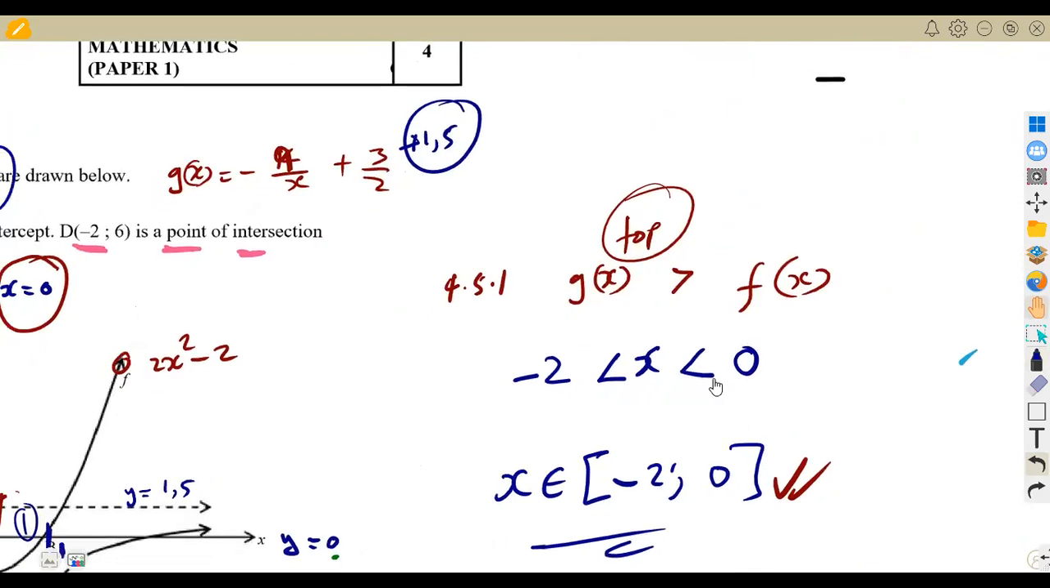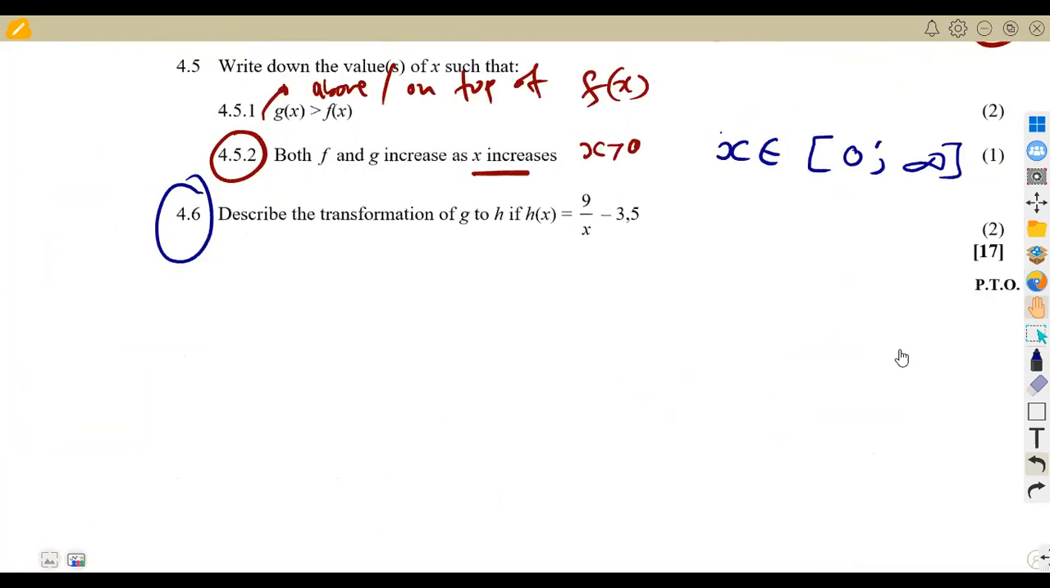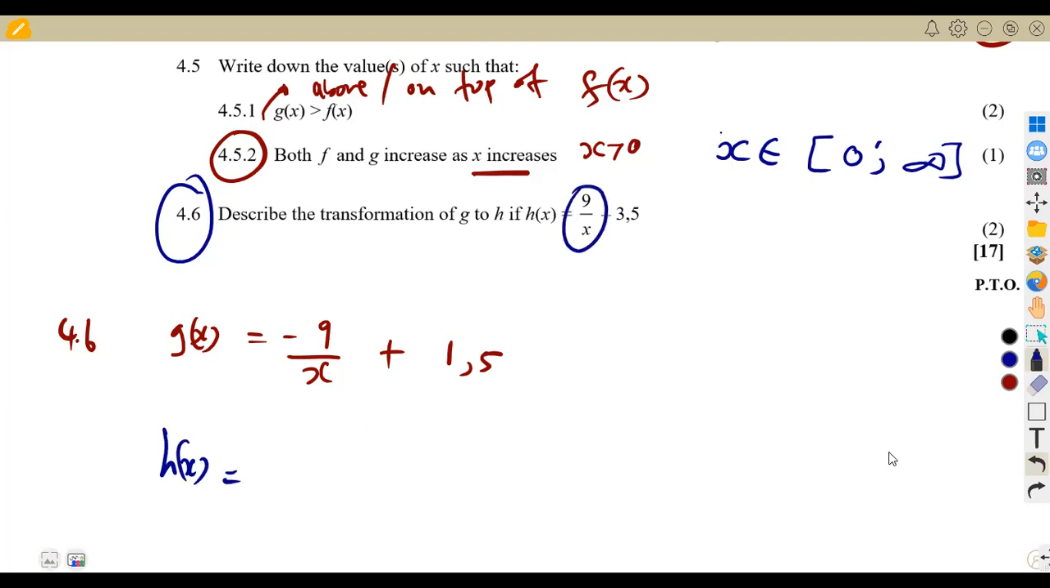That's a positive 1,5. So our normal function of g, the one that we are given before there on top, was given as negative 9 over x plus 3 over 2, but I'm just going to write it as a decimal since this one is given as a decimal. So as a decimal, it's going to be 1,5. 1,5 is the same as 3 over 2 as an improper fraction, but we want it as a decimal. So this is our g(x). Now it is being transformed to h(x), which is given as positive 9 over x, and this number is now negative 3,5, not just 1,5. The number is also changed.